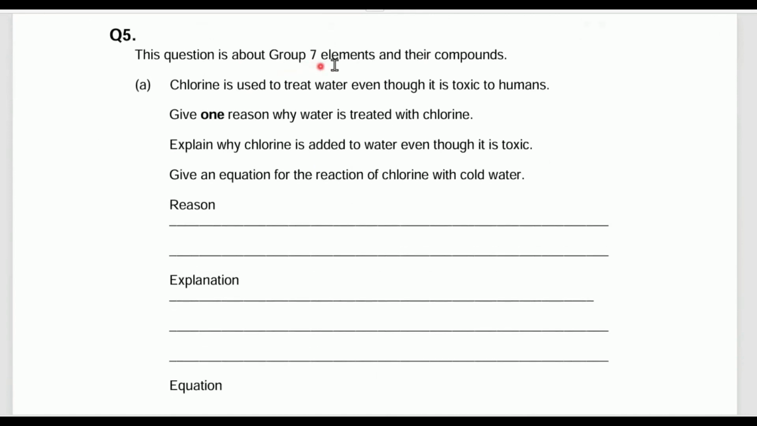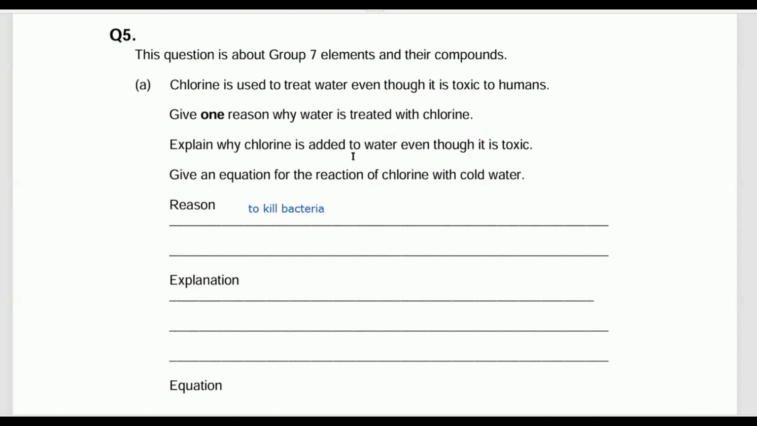Question 5. This question is about group 7 elements and their compounds. Chlorine is used to treat water even though it's toxic to humans. Give one reason why water is treated with chlorine. So we know that reason, don't we? It's to kill bacteria. You can say to sterilize the water, to kill pathogens.